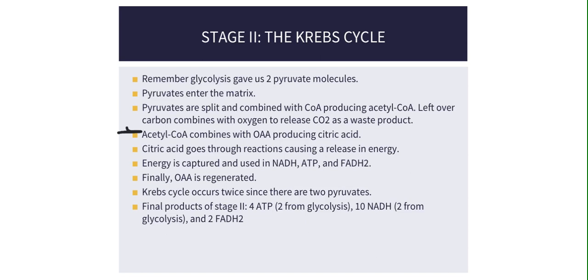The results after all of this has happened is that you have 4 ATP, 2 from glycolysis, so you really created 2 from the Krebs cycle, 10 NADH, 2 are from glycolysis, and 2 FADH2s. I can already feel your confusion. It's okay. We're going to go through this in class.